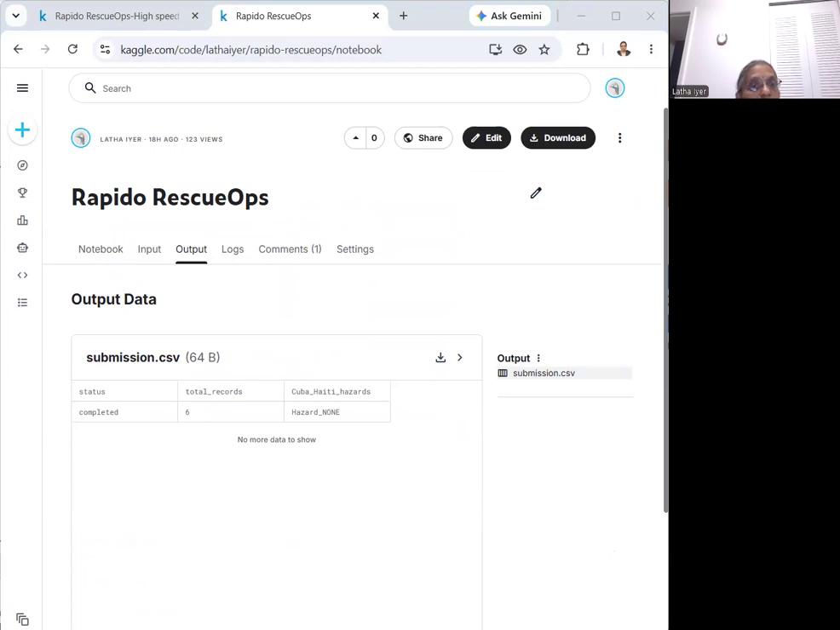And this Rescue Ops has been generated in under 1 minute, and the execution time is very good in terms of the processing.